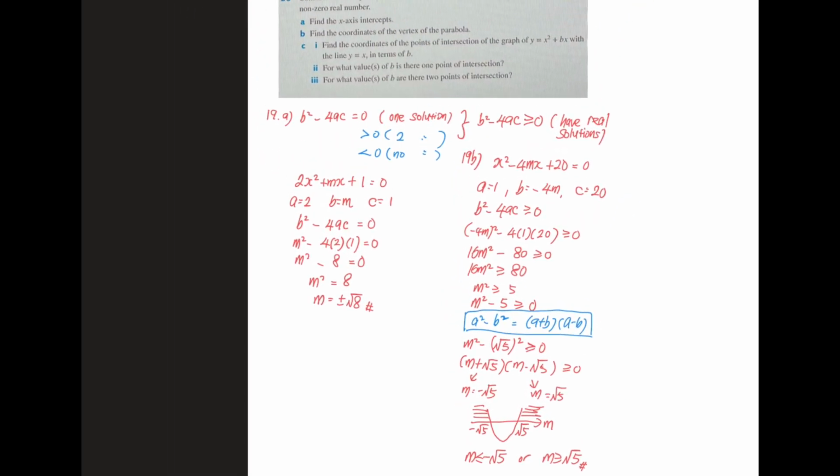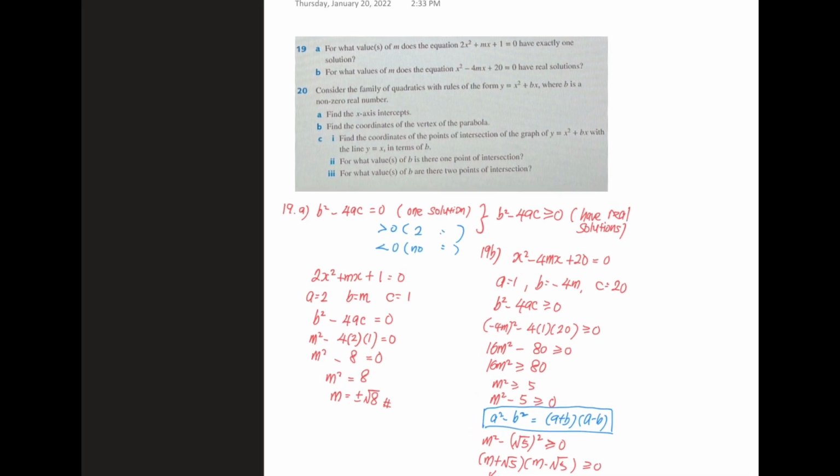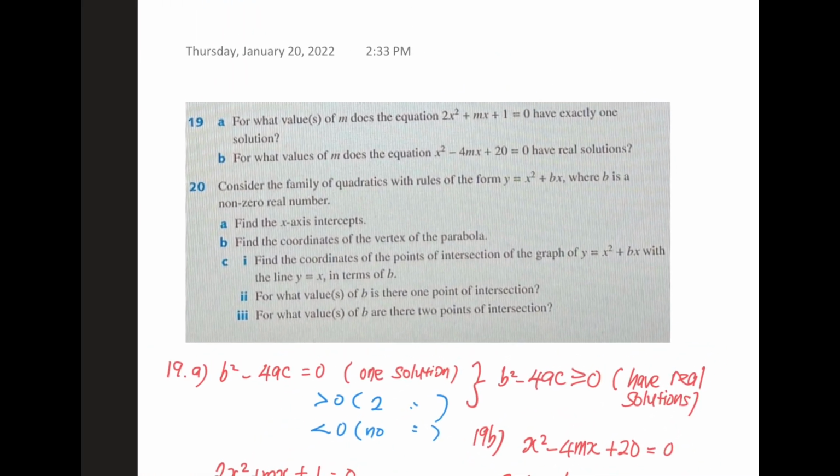Okay, so we have done 19b. Now let's continue. 20.